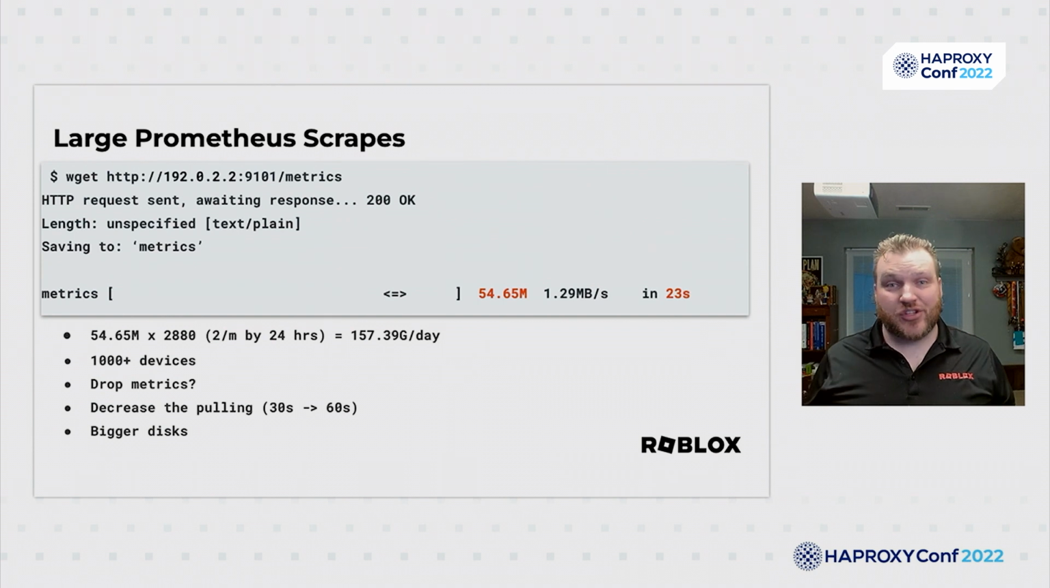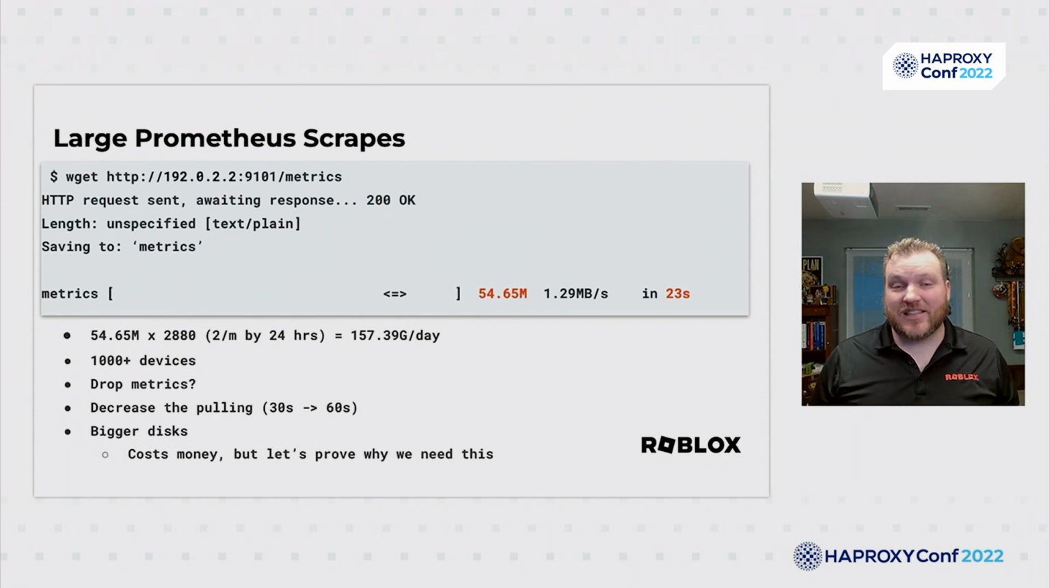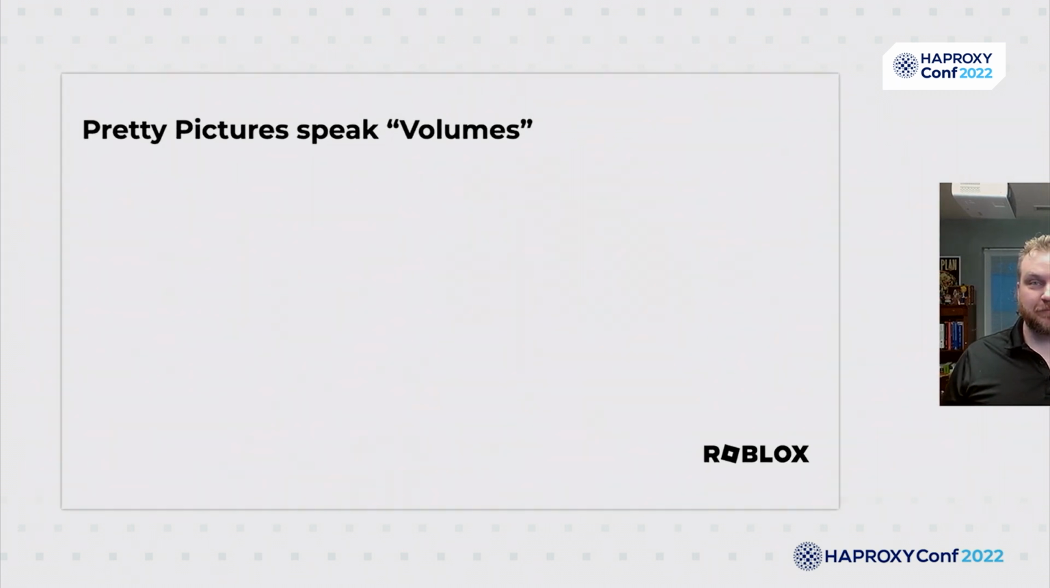Then the final answer is just create bigger disks. If you need that information, just make the Prometheus instance larger to allow that information to be stored, to be able to see that fidelity and see that information over a given period. But disks cost money. So today I'm going to talk to you about how our metrics help prove why we need to spend more money on metrics and why that's an important investment for us as a team.